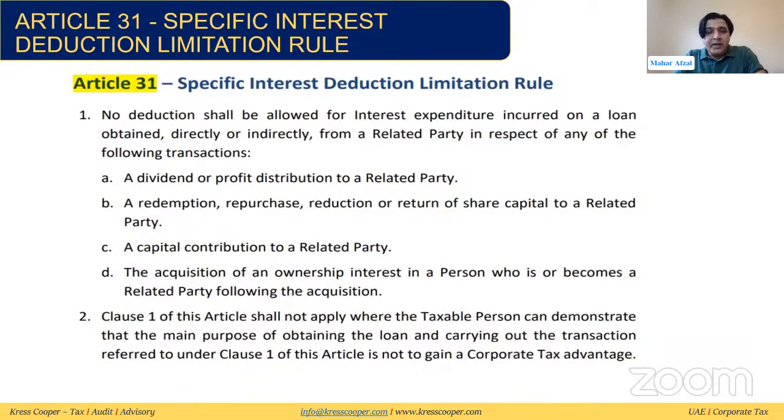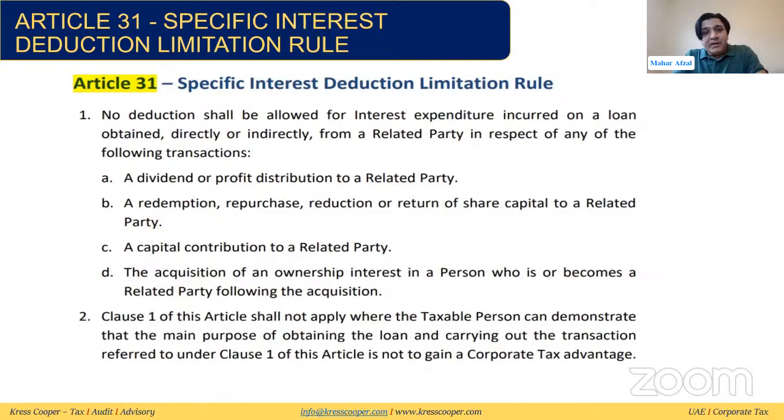As per Article 31, no deduction shall be allowed for interest expenditure incurred on a loan obtained directly or indirectly from a related party in respect of any of the following transactions. First of all, this Article 31 deals with a loan from a related party. Whether you are getting the loan from the related party directly or indirectly, the provisions of Article 31 will apply.